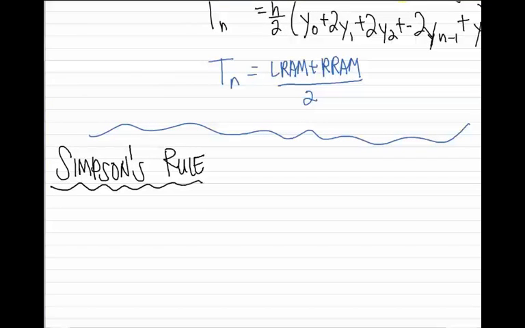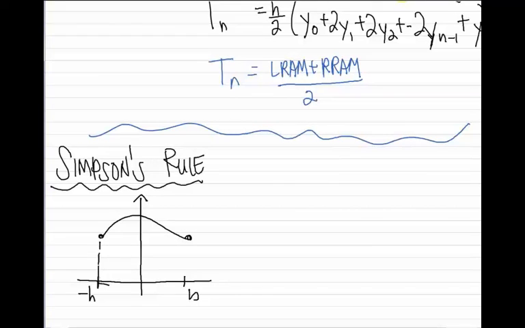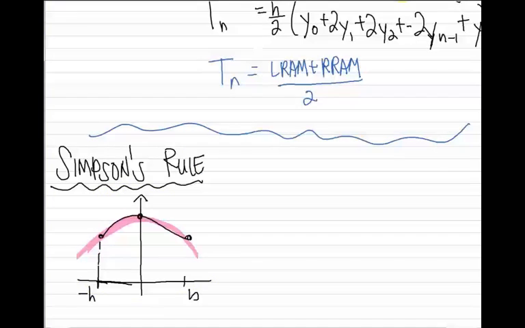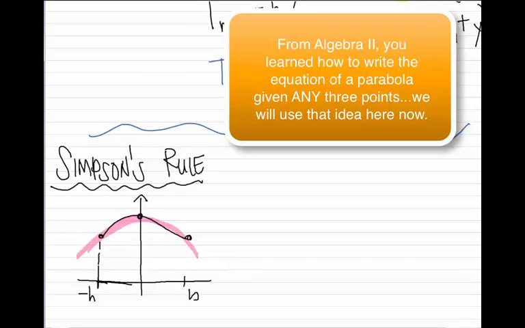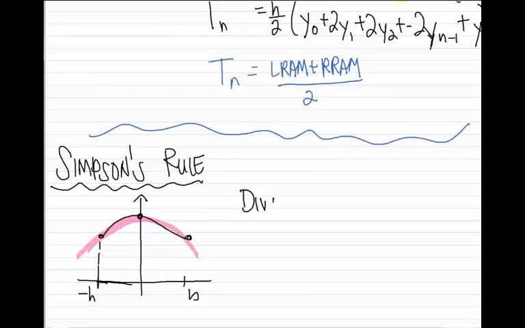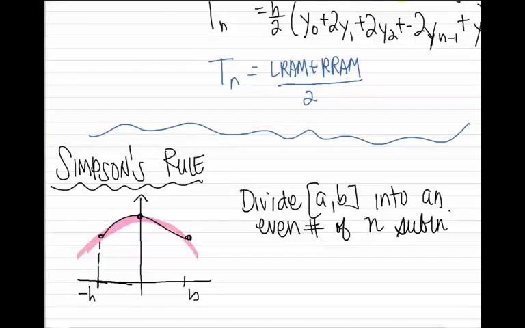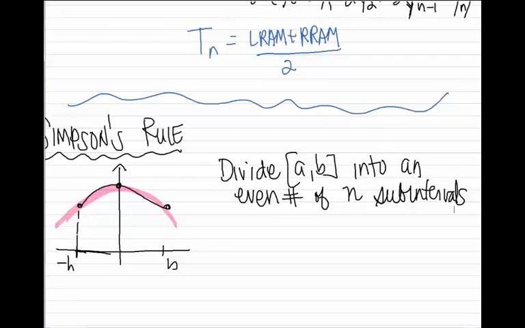So what if we could approximate the curve with curved pieces? These curvy sections that we're going to approximate it with are going to be parabolas. So what if I took two equal subintervals, from negative h to positive h, and put a parabola over it? You can easily approximate a curve like this with a parabola right here. We're only going to look at two sections at a time, so we will have to divide our interval a to b into an even number n of subintervals. We're going to take these three points and approximate a parabola over them.